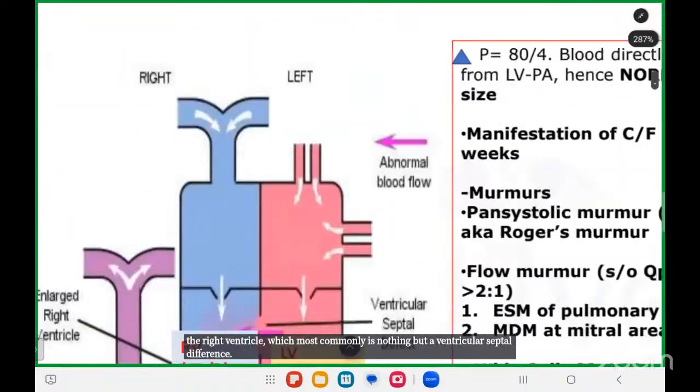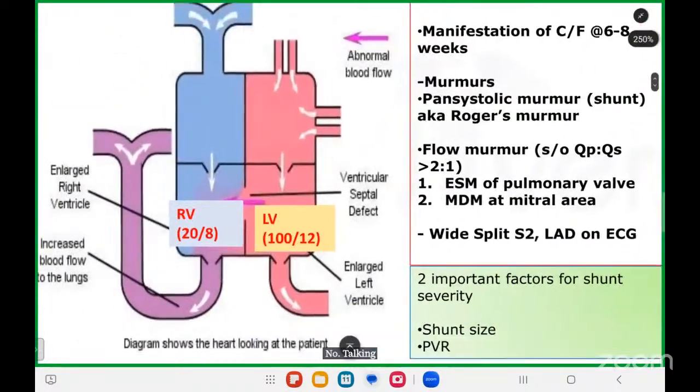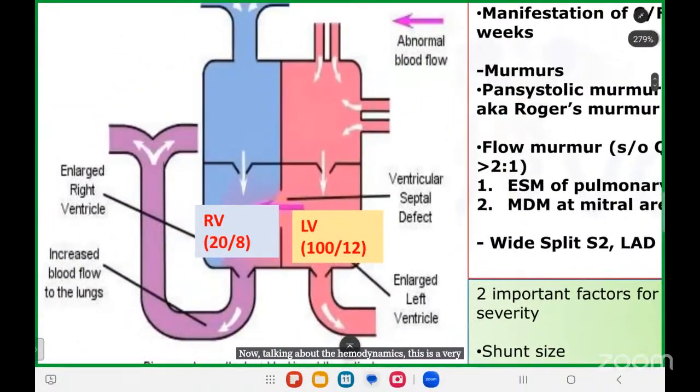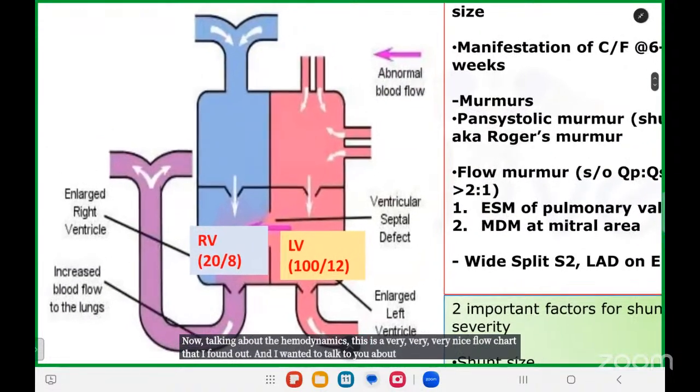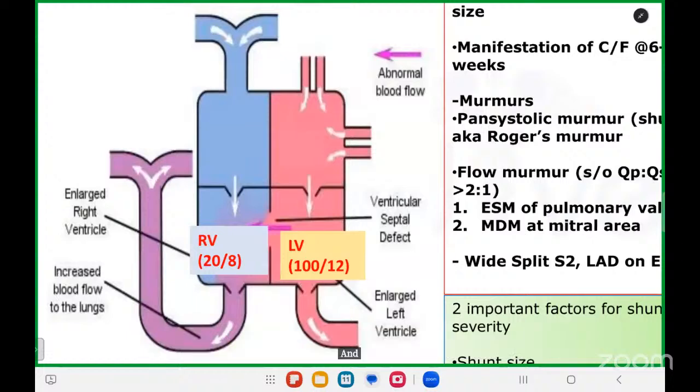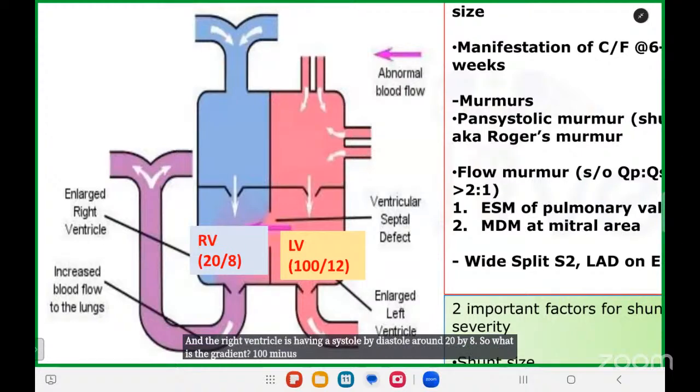Now, talking about the hemodynamics, this is a very nice flow chart that I found. I wanted to talk to you about what happens usually when there is a small VSD, not a very large VSD. Usually the left ventricular pressure, systole is around 100, diastole is around 12, and the right ventricle is having a systole by diastole around 20 by 8. So what is the gradient? 100 minus 20 is 80, and 12 minus 8 is 4. So it's 80 by 4.